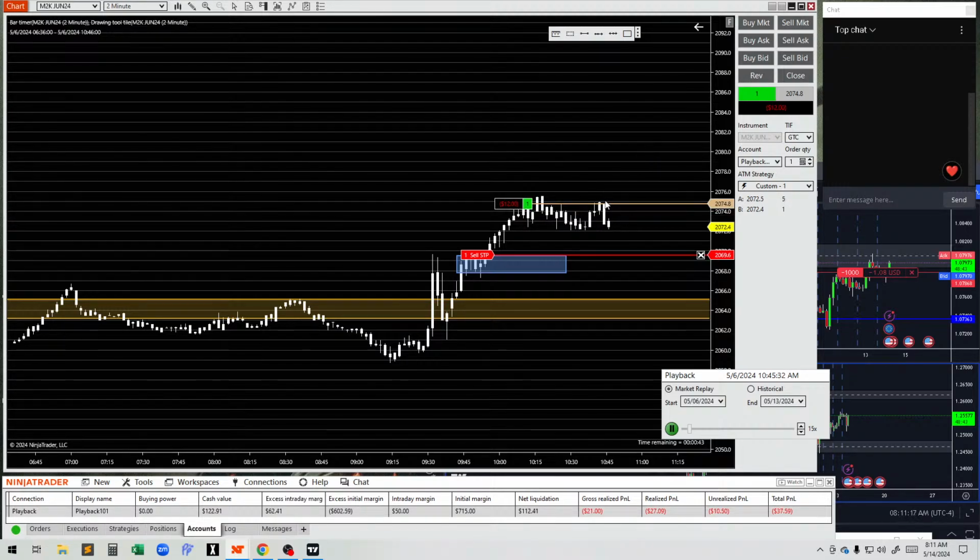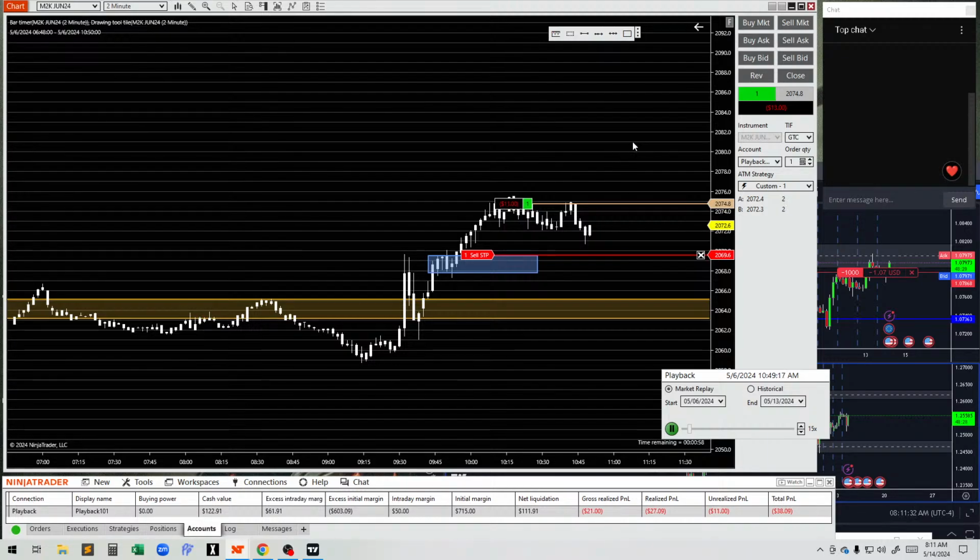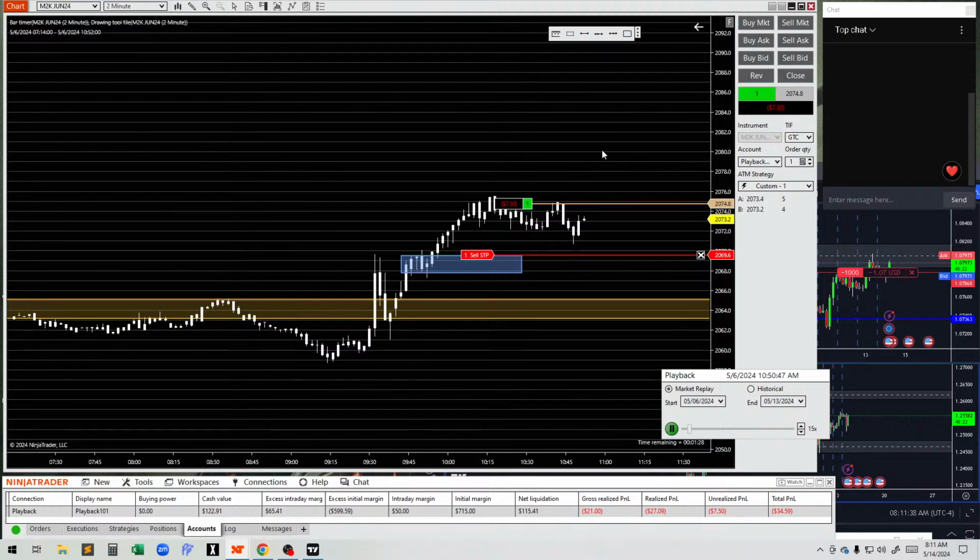Oftentimes it is good to actually wait when you see it push out like that. Something I'm trying to work on too. A lot of times it will kind of retrace a little bit and then come back in. So we may have been wrong about that one, but I'm going to hold just a little bit longer. See if we don't get the push.